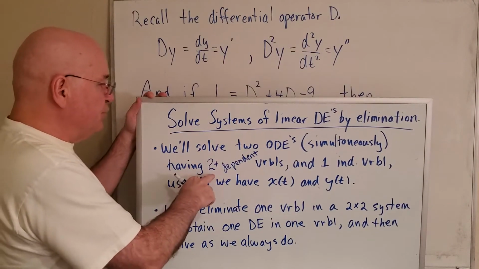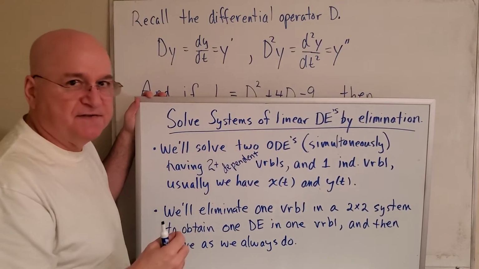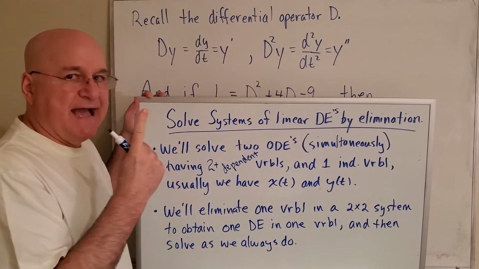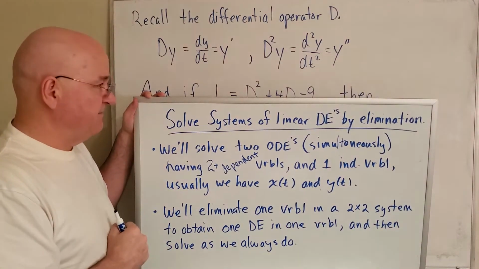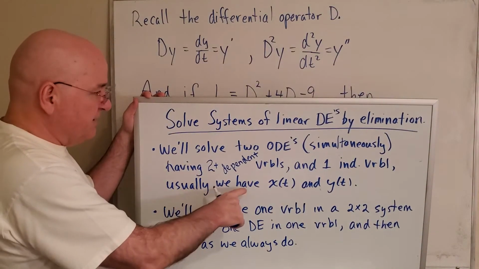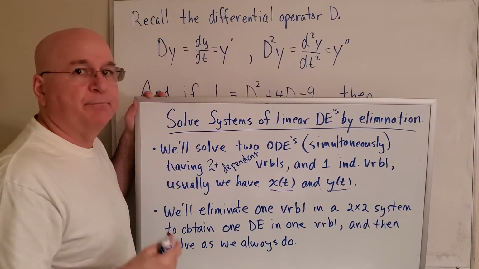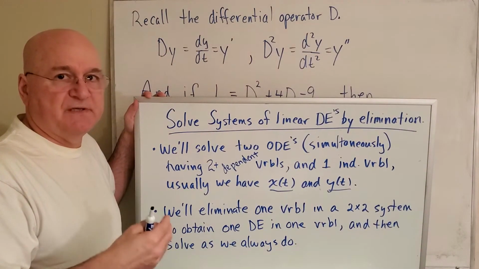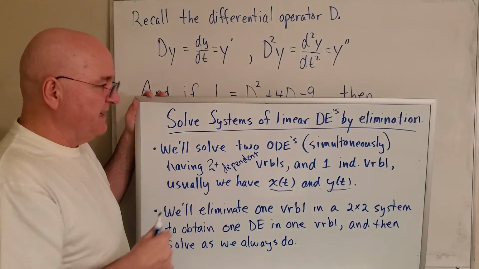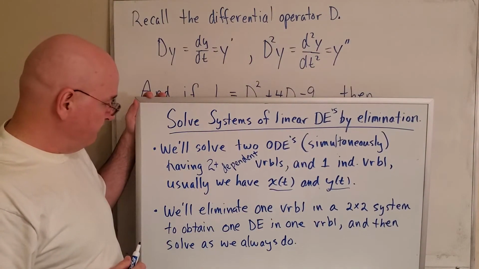Then we're going to have two or more dependent variables and exactly one independent variable. Usually we're going to have x of t and y of t. So x and y are both dependent variables, dependent upon the independent variable t.